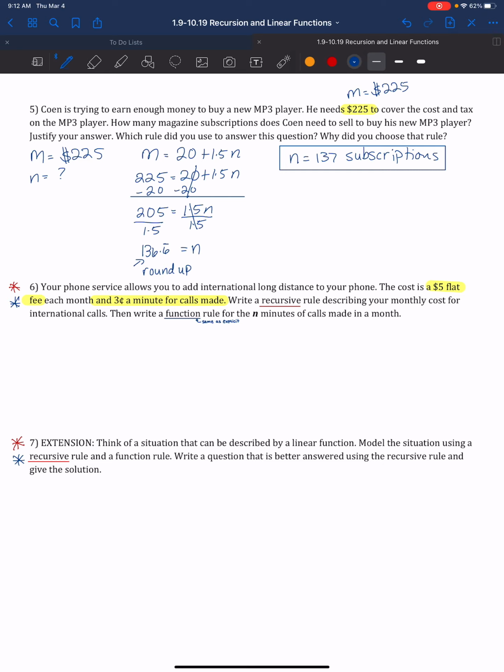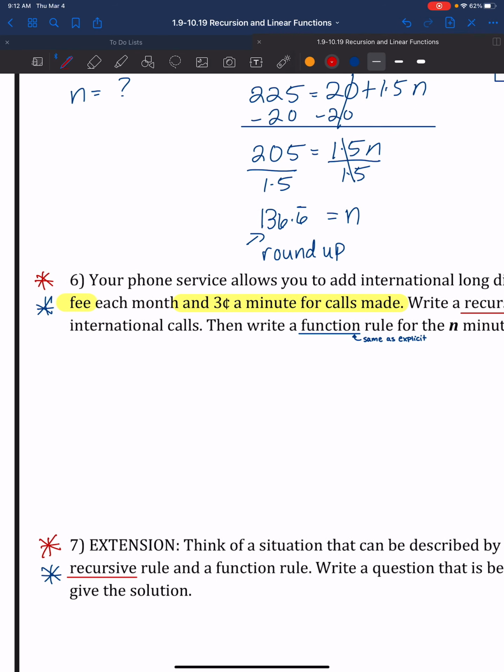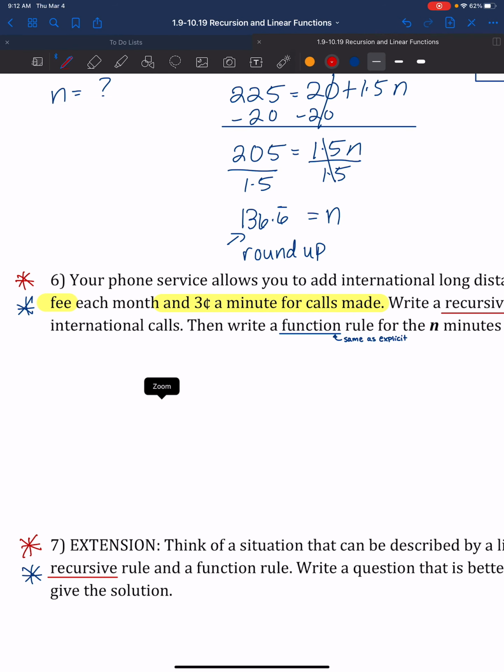So I've got a recursive rule and an explicit rule I have to make, right? Well, I just want to list out, if I have no calls or no minutes spent that month, right? Then I'm still going to spend $5 because it's a flat dollar fee. If I have 1 minute of calls, it's $5 and then 3 cents for that minute. And then 2 minutes called, it would be $5.06. $5.09 for 3 minutes, so on and so forth, right?